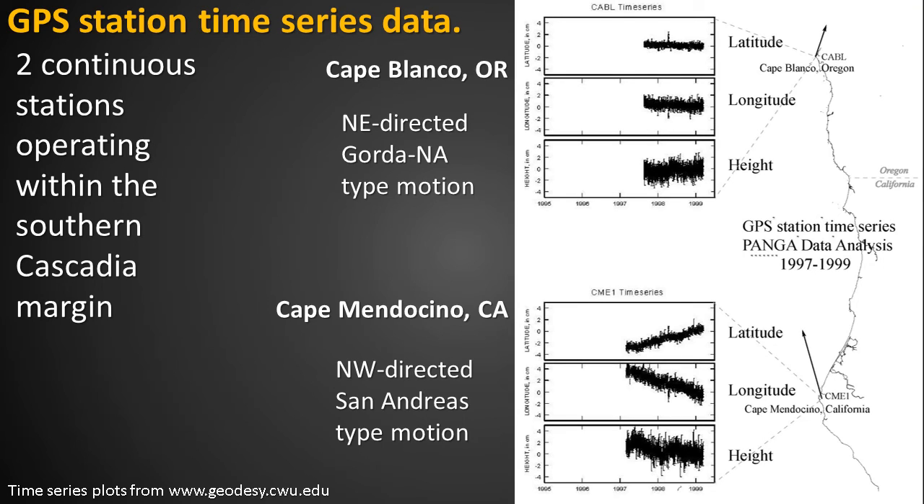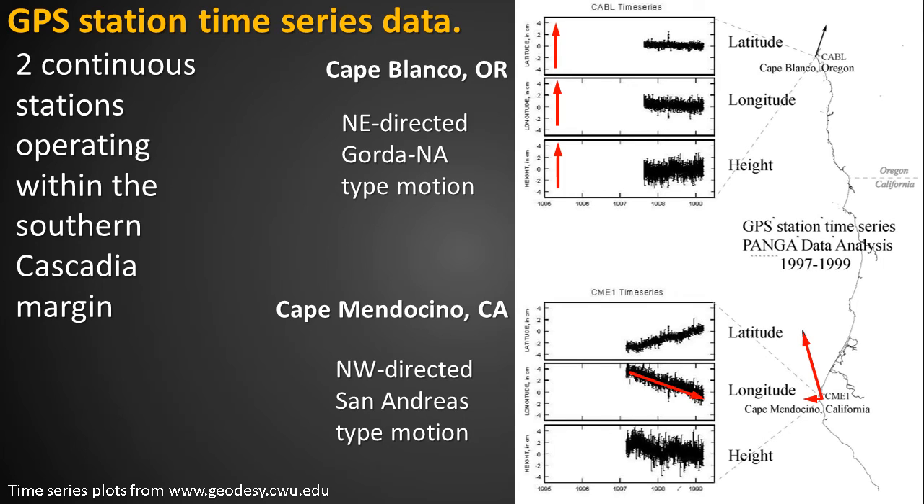Here are plots of continuous GPS motion for two different GPS sites along the Cascadia subduction zone. The upper plot is from Cape Blanco, Oregon. The three plots are for latitude where north is up, longitude where east is up, and height where up is up. The lower plot is from Cape Mendocino, California. Take a look at the longitude plot. The values are decreasing over time. How do you interpret these data? Yes, since east is up and west is down and the values are going down over time, Cape Mendocino is moving west over time.